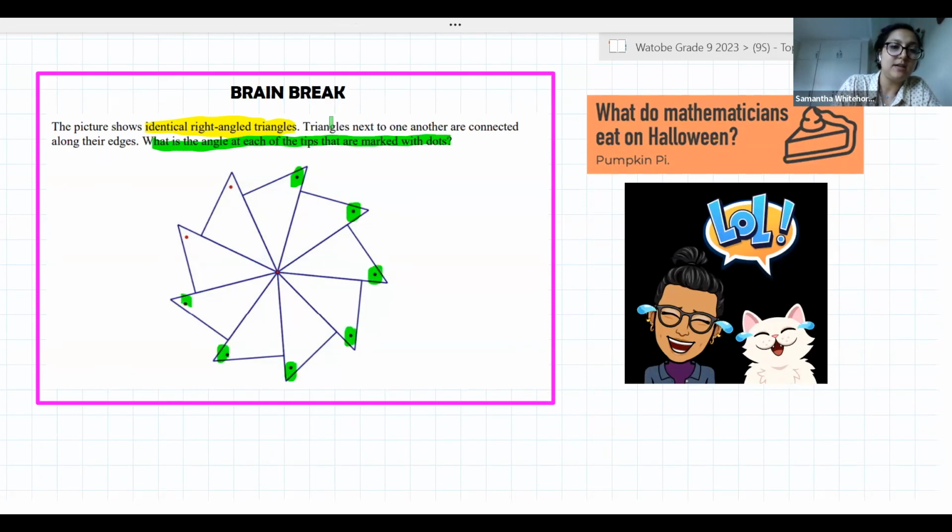So take a second, have a think about what you think the size of those angles are, how you think you can go and calculate them, and then we'll have a look. You can put your answers in the chat. You're also welcome to raise your hand. Glad we're all enjoying the joke today. So have a think about those triangles and think about what a right angle triangle means.